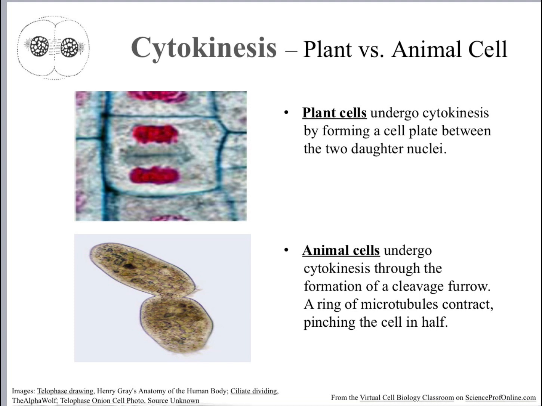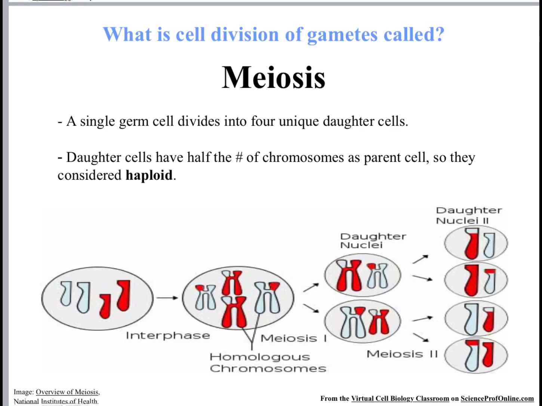So we will proceed to meiosis. A single cell divides into four unique daughter cells. The daughter cells have half the number of chromosomes as the parent cell, so they are considered haploid. We have the interphase, meiosis 1, meiosis 2, the daughter nuclei, and the daughter nuclei 2. This one shows the homologous chromosomes.